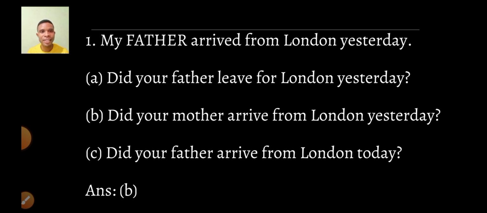Look at the C. You tell someone, my father arrived from London yesterday, and the person says, did your father arrive from London today? What would you say? You would have told the person, I did not say today. I said yesterday. And that would have made yesterday stressed. But in our sentence there, yesterday was not stressed. What was stressed was father. So B is the right answer.